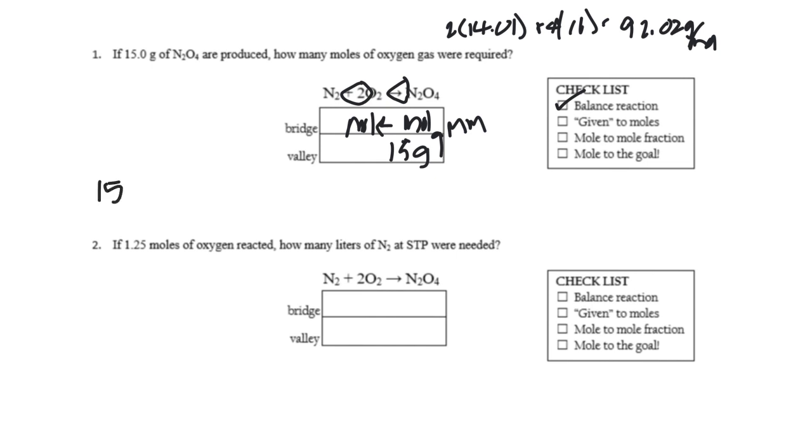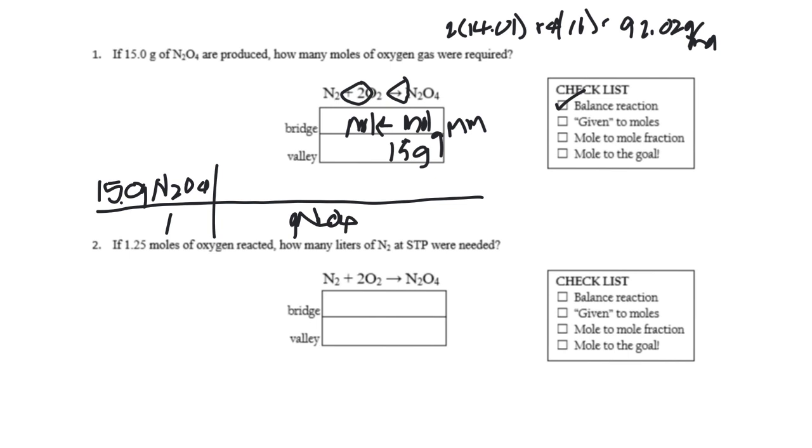So I have 15 grams, and make sure we put our substance, put it over 1. Grams of N2O4 come to the bottom. Moles of N2O4 come to the top. Now, when we're going from mole to some other unit, 1 goes next to mole. The number next to gram is going to be 92.02. Cancel my units. If I stop here, I'm at moles of N2O4. So what I've now just done is I've done given to moles.